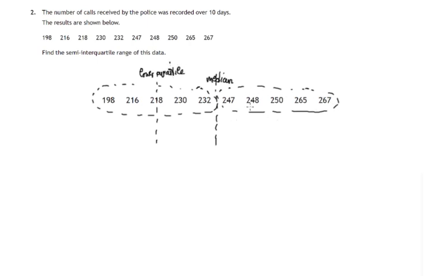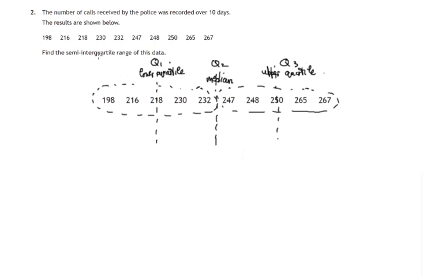Do the same to the upper five numbers. The middle one is 250. That's the upper quartile. Sometimes these three numbers are called Q1, Q2, and Q3. So there's the lower quartile, median, and the upper quartile.